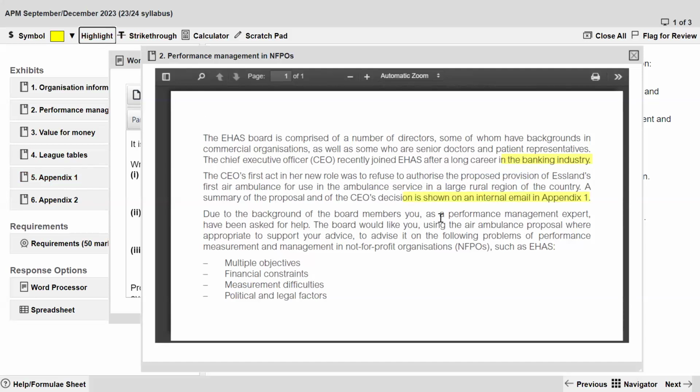Due to the background of the board members, you, as a performance management expert, have been asked for help. The board would like you, using the air ambulance proposal where appropriate to support your advice, to advise it on the following problems of performance measurement and management in not-for-profit such as EHAS: multiple objectives, financial constraints, measurement difficulties, political and legal factors. So what do you need to do? The board would like you to use the air ambulance proposal where appropriate to support your advice.